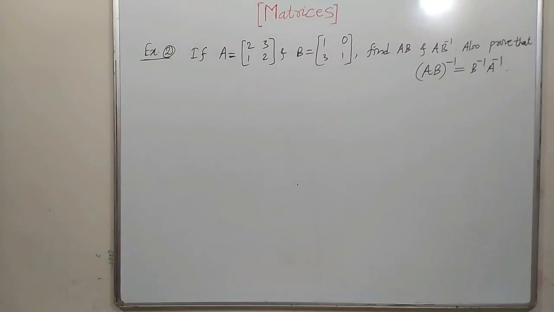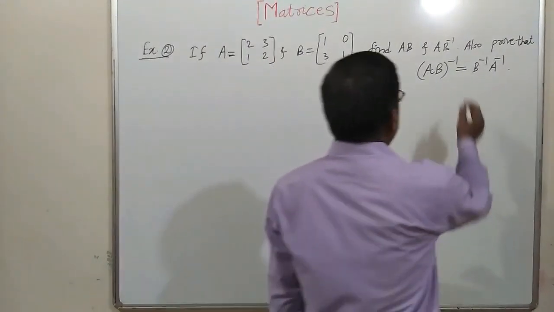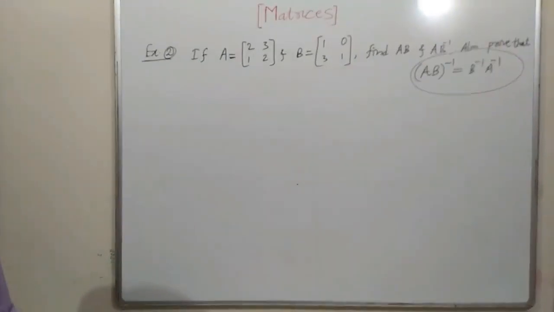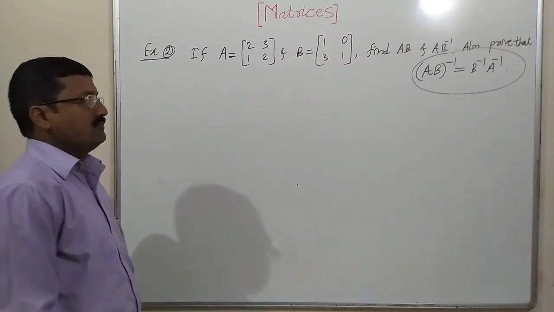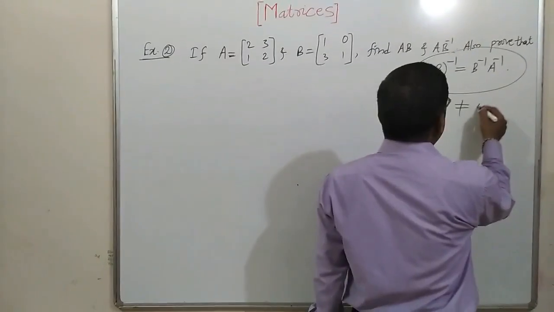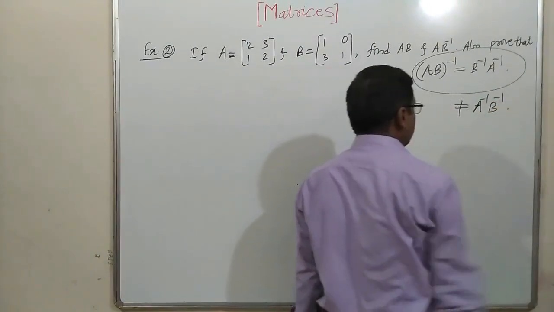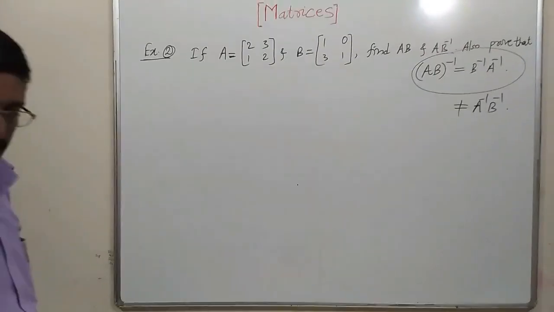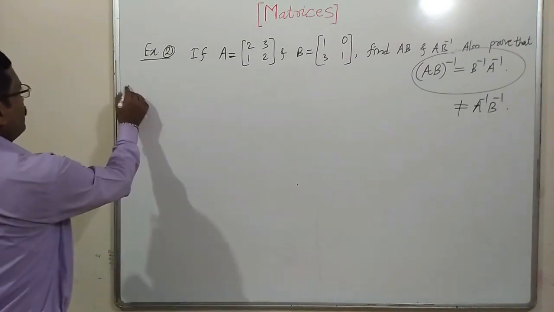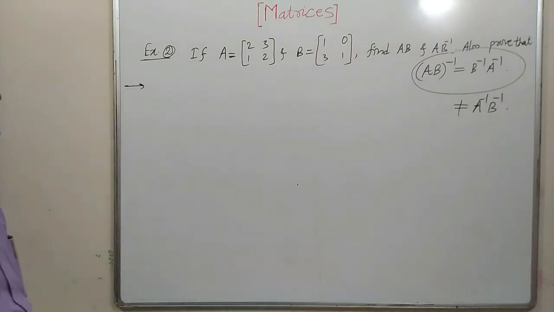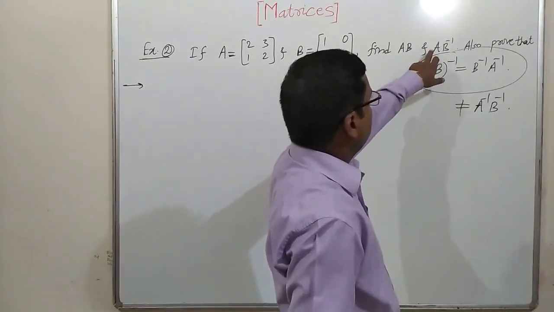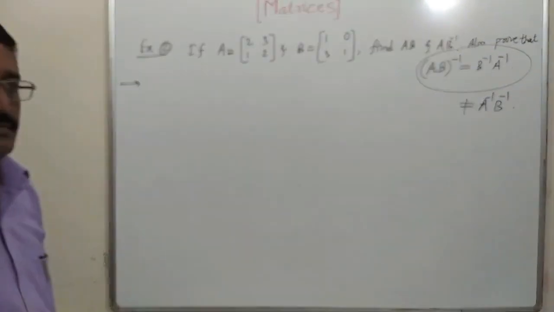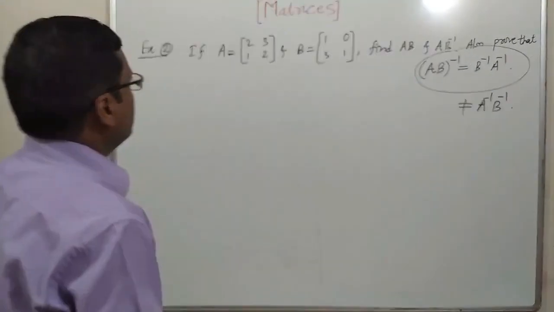This is the property of inverse, and it is very important in further questions. So we will prove this property here. How does AB inverse become B inverse into A inverse? It is not equal to A inverse B inverse, because matrix multiplication is not commutative. So what to do? First we have to find AB, then AB inverse, then B inverse and A inverse. These are 4 important steps, and the last step is showing the equality only.